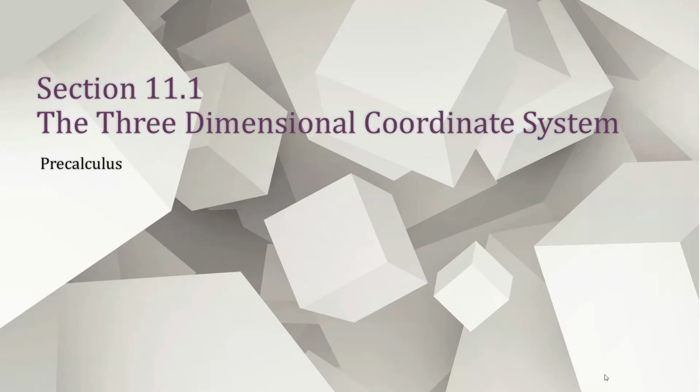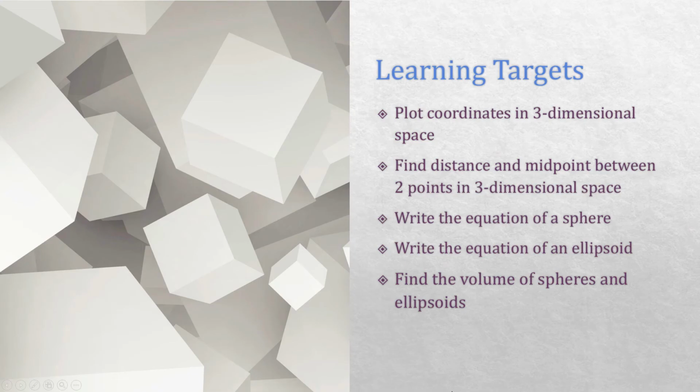Chapter 11. And the first section of that chapter, 11.1, is about the three-dimensional coordinate system. Our goals for today are that we can plot coordinates in three-dimensional space, we can find the distance and midpoint between 2 points in three-dimensional space, and we can write equations of spheres and ellipsoids and find their volumes.